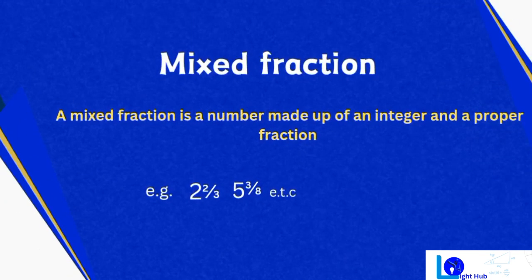So we move to the next type of fraction, which is mixed fraction. A mixed fraction is a number made up of an integer and a proper fraction. We talked about integers in our previous class. We can see that 2 is a whole number, is an integer. 2 whole number, 2/3. 5 whole number, 3/8, I mean. So these are examples of mixed fraction.